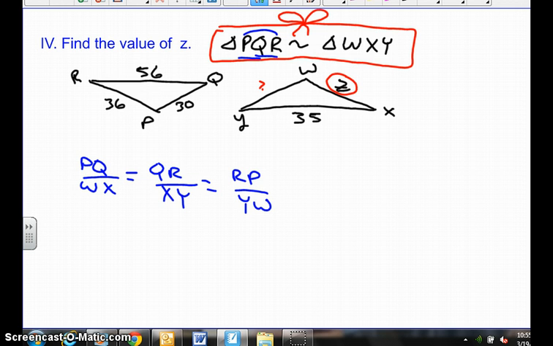Now we start filling in, right? PQ equals 30, and WX, Z. Here's our unknown. We're looking for that, right? And QR, 56. And do you know XY? 35. We know it. Okay. And then finally we had RP, 36. We don't even really need this, but do we have YW? We don't know what that is.